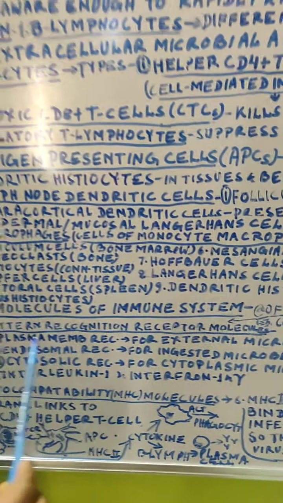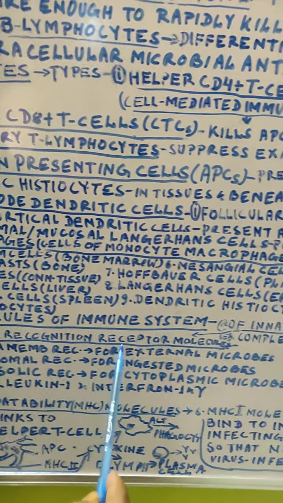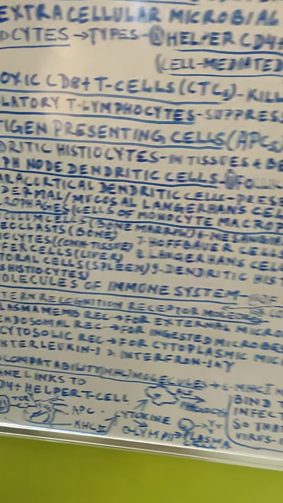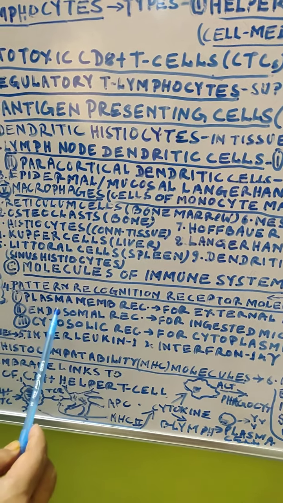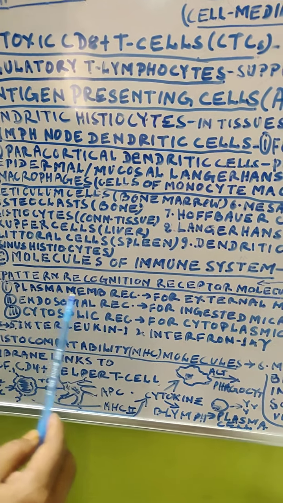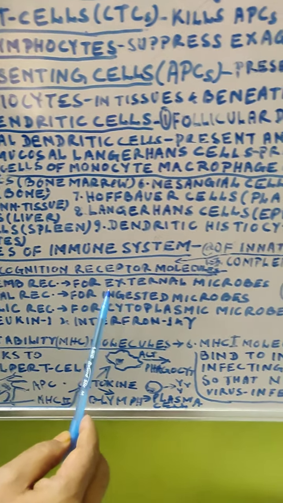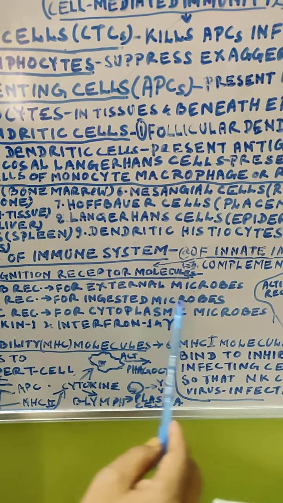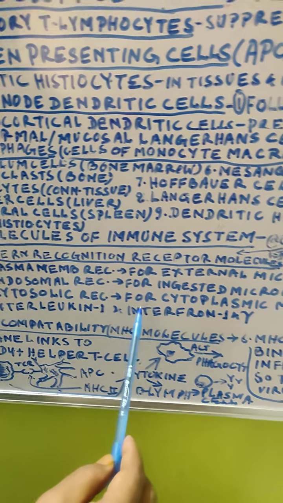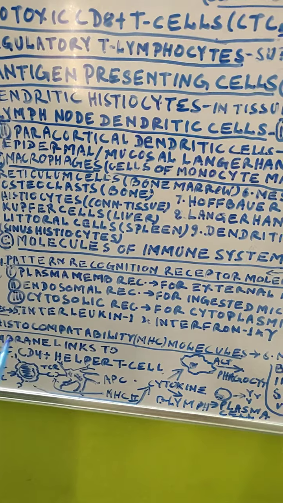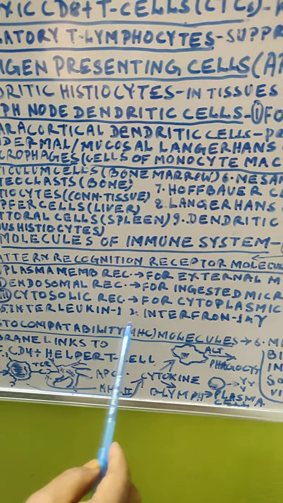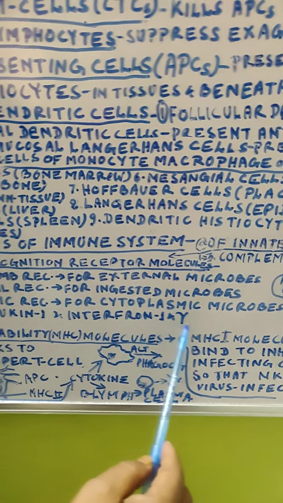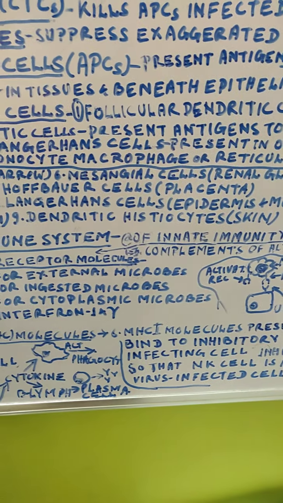The fourth one is the pattern recognition receptor molecules, and these may be of three types. The plasma membrane receptors are for external microbes, the endosomal receptors are for ingested microbes, and the cytosolic receptors are for cytoplasmic microbes. Now the fifth category of molecule is interleukin 1 and interferon alpha and gamma. These are all molecules of the innate immunity.